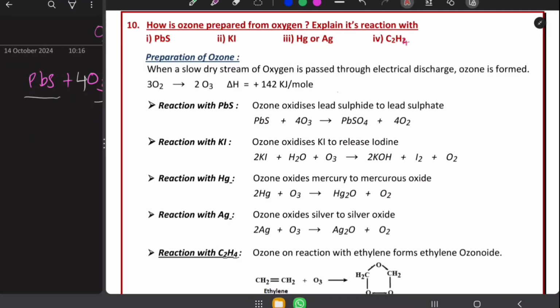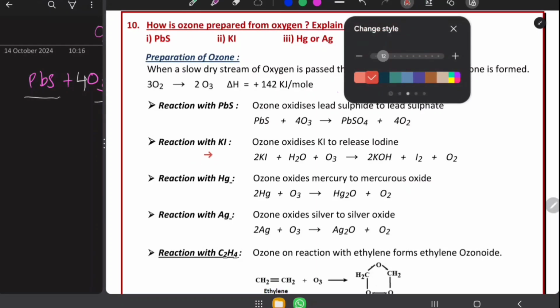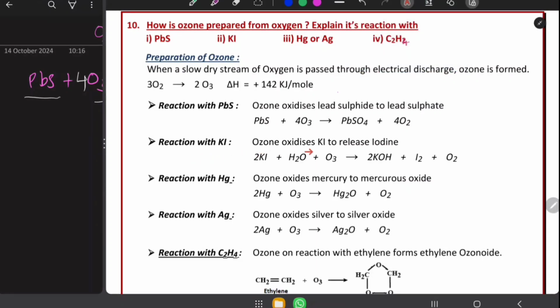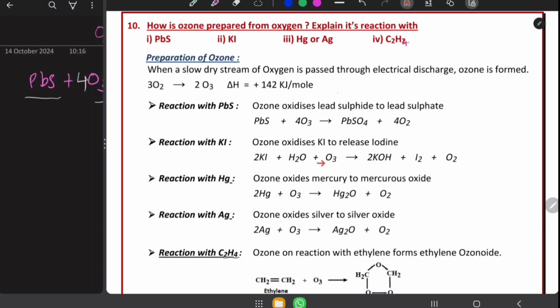Next, come to the second reaction, reaction with potassium iodide. Ozone oxidizes potassium iodide to release iodine. Potassium iodide plus H2O. Potassium iodide is a salt and it is dissolved in water, so we will get a salt solution. To this salt solution, ozone gas is passed. When ozone gas is passed into the salt solution, some reaction takes place. What will be the reaction? So 2KI plus H2O plus O3 gives 2KOH plus I2 plus O2. We will see how this reaction takes place.